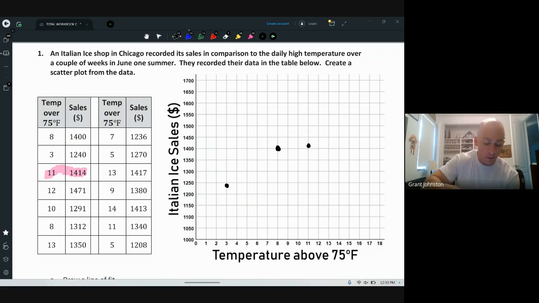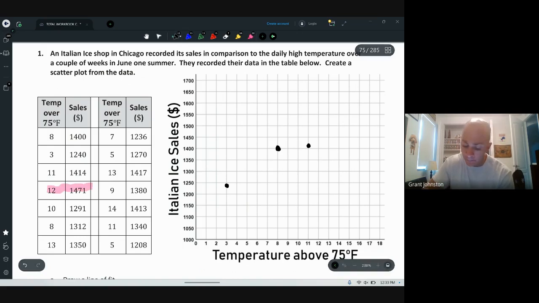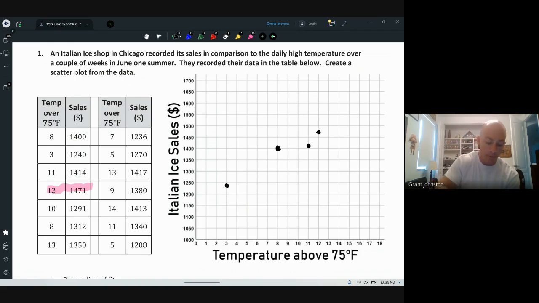12, 1,471. Maybe here. Okay, I'm going to try to go faster. 10, 1,291. Maybe here. 8, 1,312. 1,300. Maybe here. Even if I mess one up, it's really not going to change too much of the trend of the line. 13, 1,350. That's exactly here.